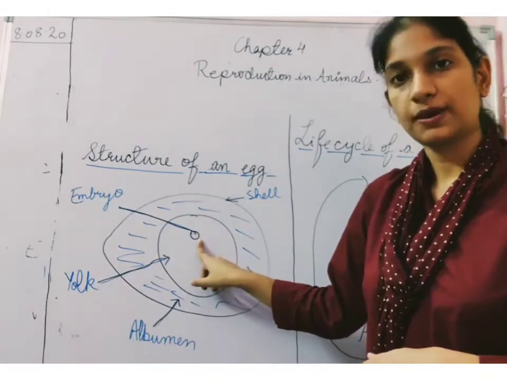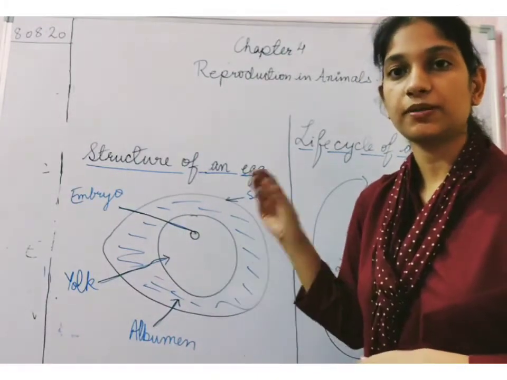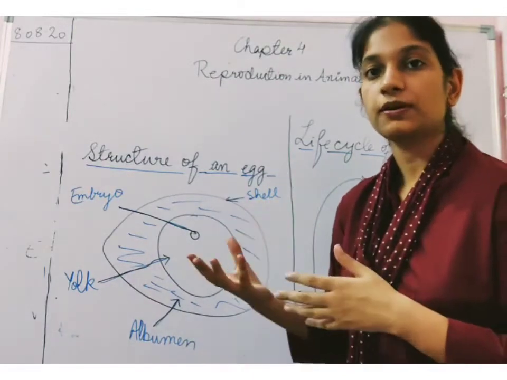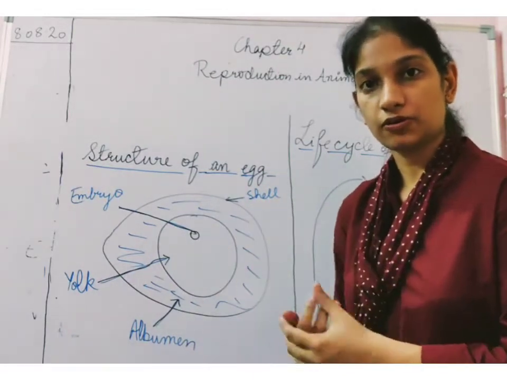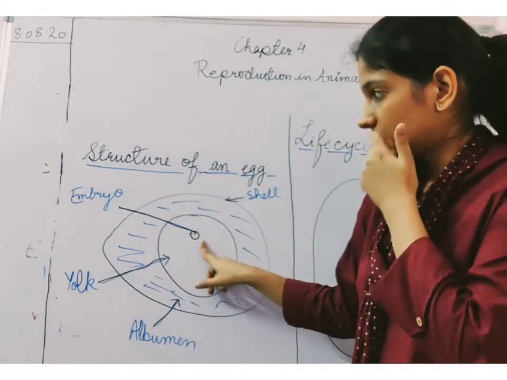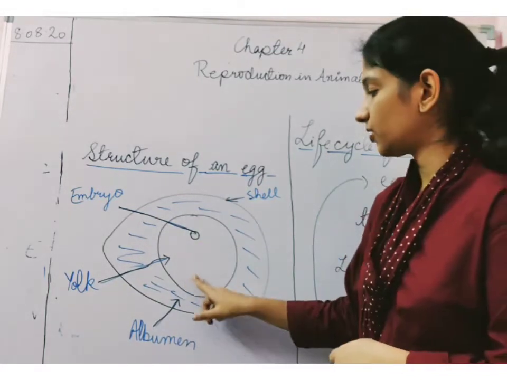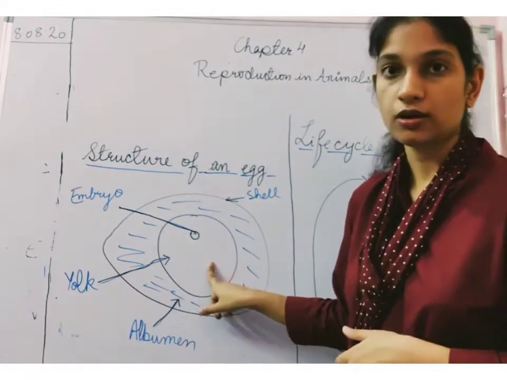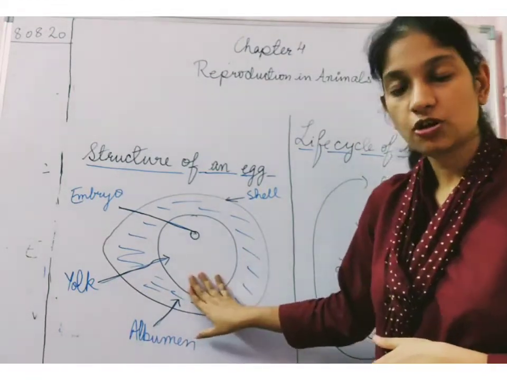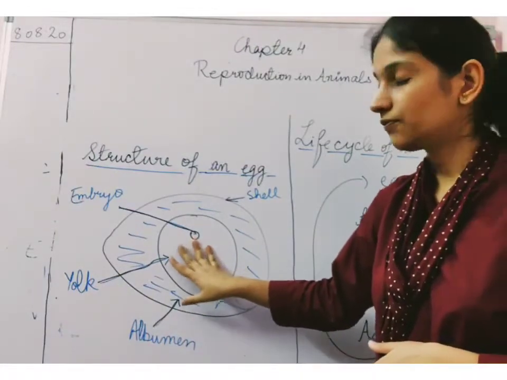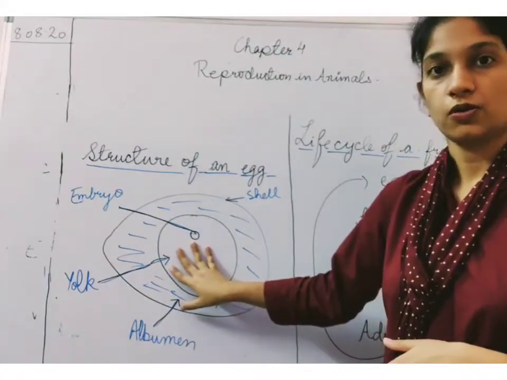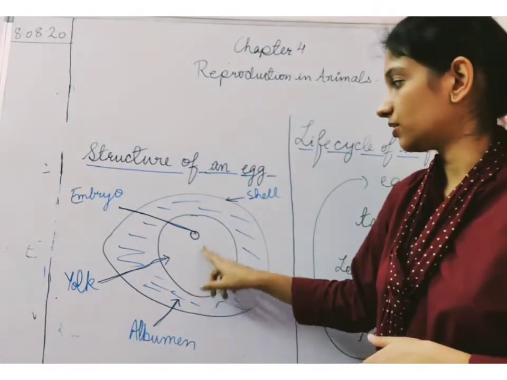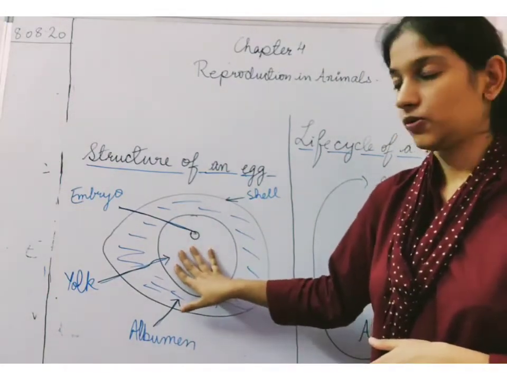Embryo is the developing baby inside the egg. It is a small baby. It is now going to develop into a proper individual and come out of the egg. And the yellow part that we can see when we break the egg is the yolk. What is the function of yolk? Yolk provides food to the embryo. It is yellow in color, and it also has the embryo.